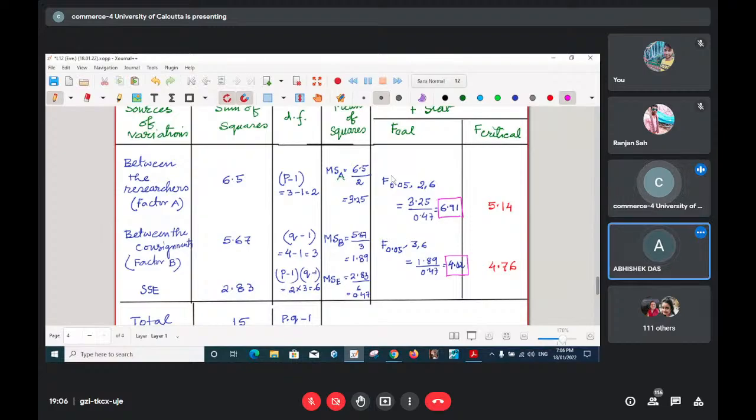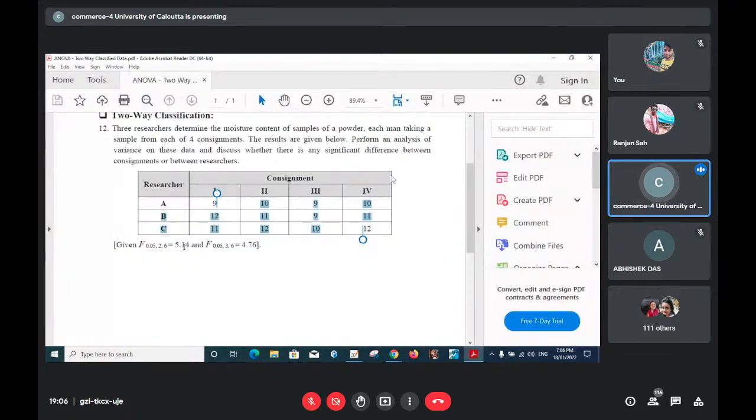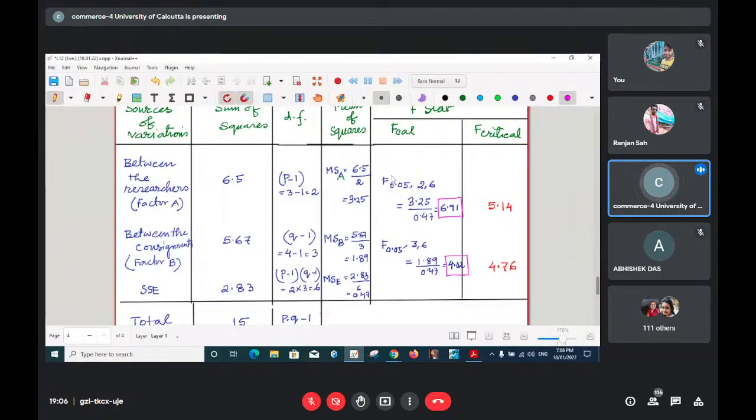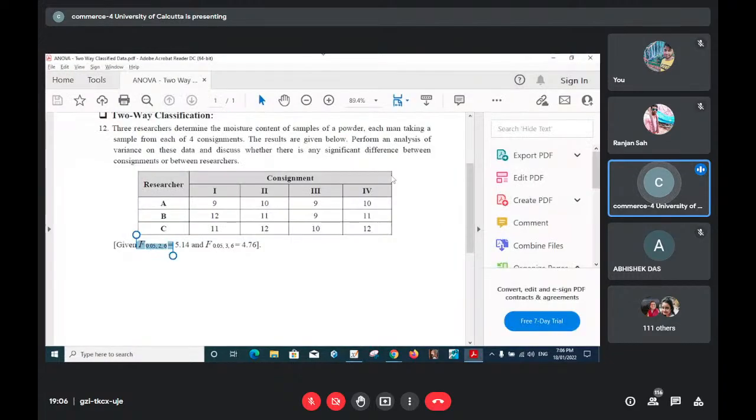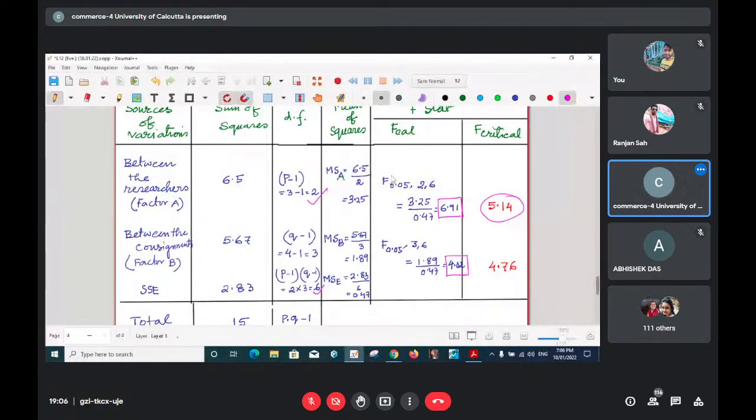Now 5.14 I have got, where from have I got it? In the question paper it is given. The F value for 5% level of significance with 2,6 degrees of freedom is 5.14. This is 2 and this is 6, so this is obviously for researchers. And at 5% level of significance with 3,6 degrees of freedom, this is 3, this is 6, so it is obviously for consignment.